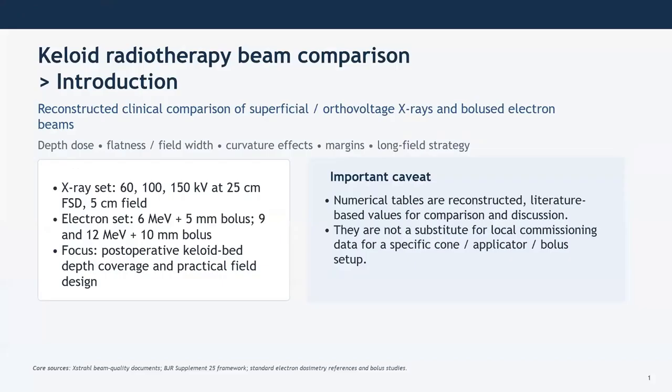It's working. Okay, sorry about that, a technical issue. So these are the sets of data which I'm going to compare. The X-ray set: 60, 100, or 150 kV, and the electrons: 6 MeV with 5 millimeters bolus, 9 and 12 MeV with 10 millimeters bolus. And the important caveat, these are actually reconstructed data. Different manufacturers have slightly different information, but the data is reconstructed from British Journal of Radiology information, or using some manufacturers' data too.